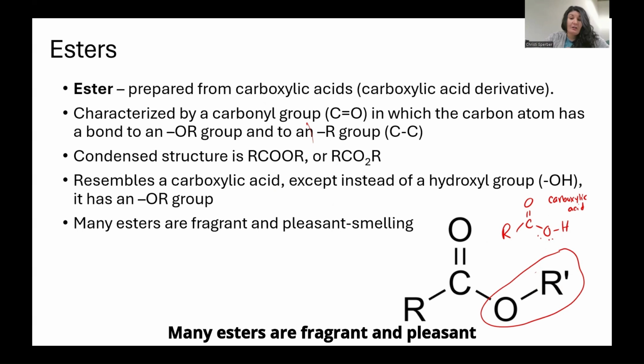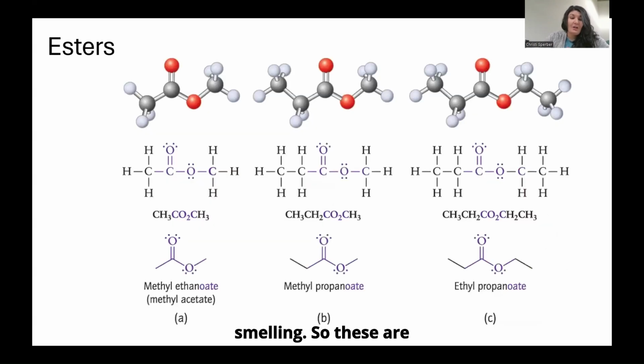Many esters are fragrant and pleasant smelling. So these are examples of some esters. We have methyl ethanoate or methyl acetate. We have a methyl group as an R group off the carbonyl carbon, and then an oxygen bonded to a methyl group off of the other side of the carbonyl carbon. Methyl propanoate, we have an ethyl group off of the carbonyl carbon, and then a methyl bonded to an oxygen off the other side of the carbonyl carbon, and then ethyl propanoate.